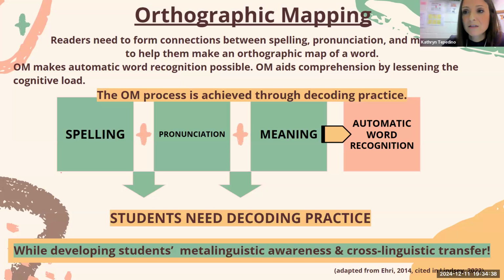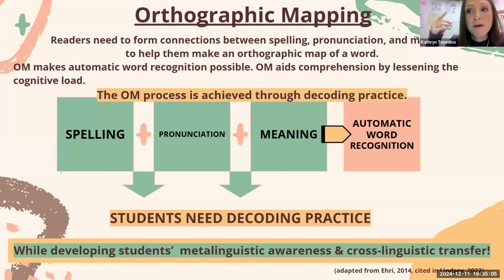But there is a time in their reading development where they have to decode it and they're like, c-a-t, cat. And that's the orthographic mapping process. And once the word is mapped in the brain, it becomes a sight word. It becomes automatic. And students need decoding practice in order for this to happen. Any questions about orthographic mapping?